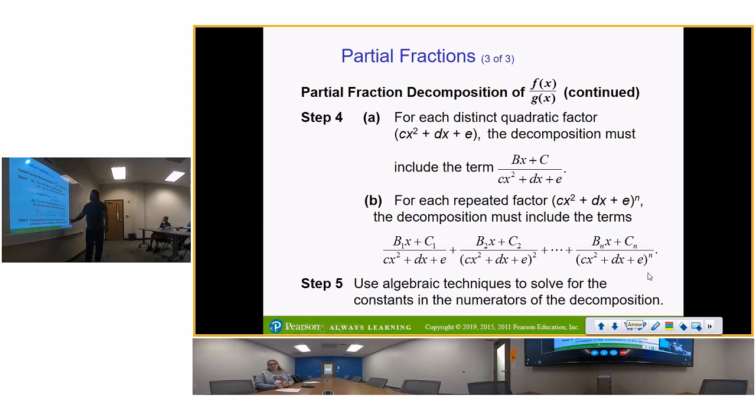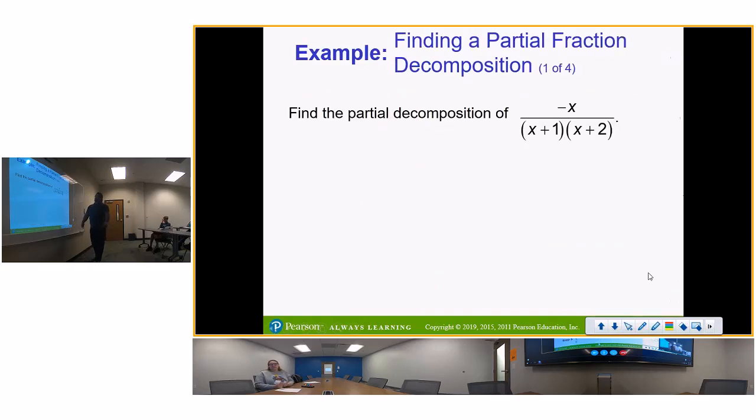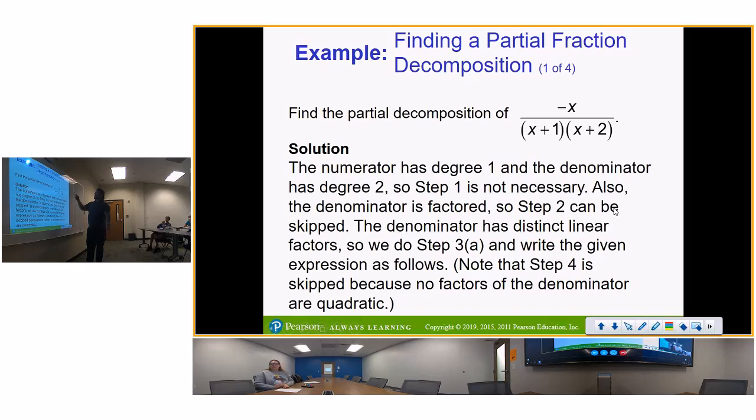And then, okay, they're going to go ahead and show you how to do it. Find the decomposition of negative x over x plus 1 times x plus 2. Now see, you can't factor anything out. You can't cancel anything. So all you can do is sit there and stare at it. If you ever have one that you just sit there and stare at, what do you do? The numerator has a degree of 1.